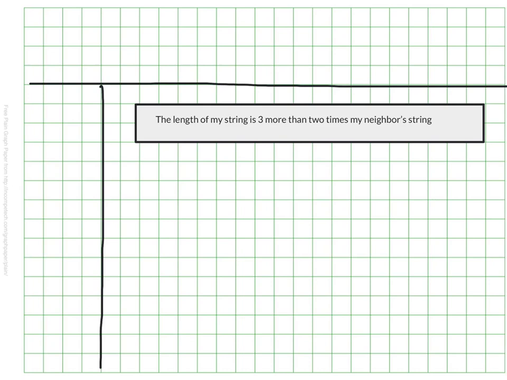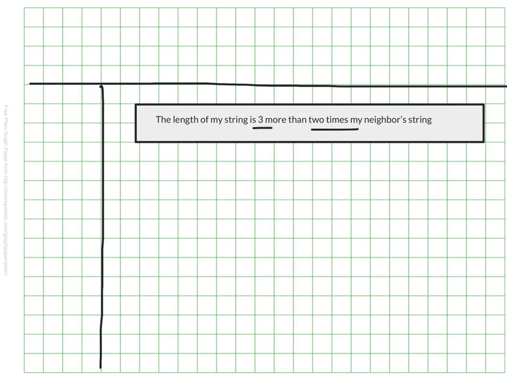Let's say, for example, that I have some string, and I don't know how long it is, or you don't know how long it is, but you do know how much it is in relation to someone else. So it says that my string is 3 more than 2 times my neighbor's string. So whatever her length is, mine is 3 more than twice her length.